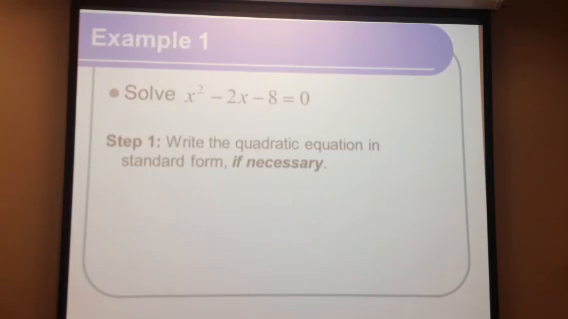Taking a look at the quadratic equation we've been asked to solve, is it in standard form, yay or nay? If you said yay, you're solid. You're gold, kid. You're exactly right. This is in standard form.